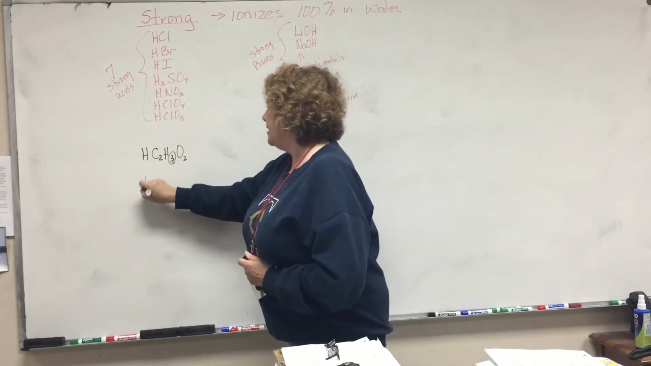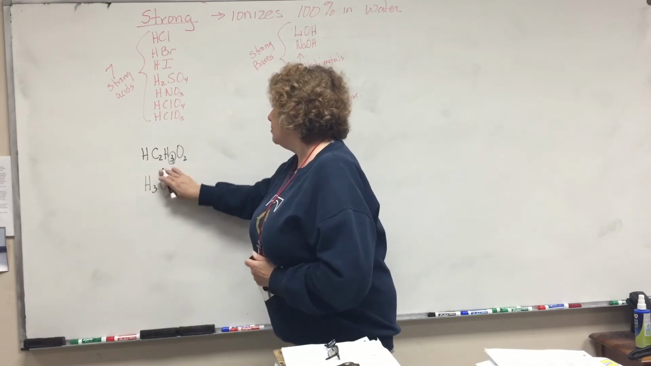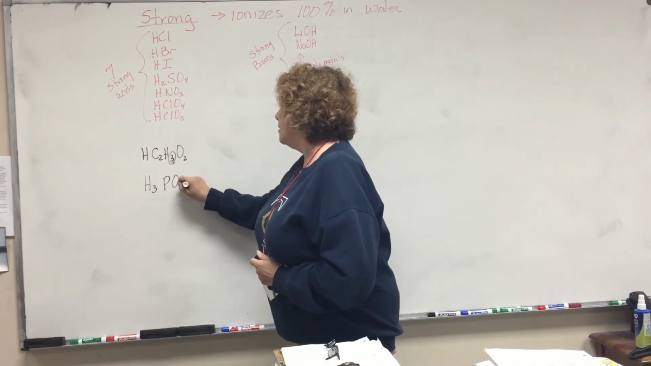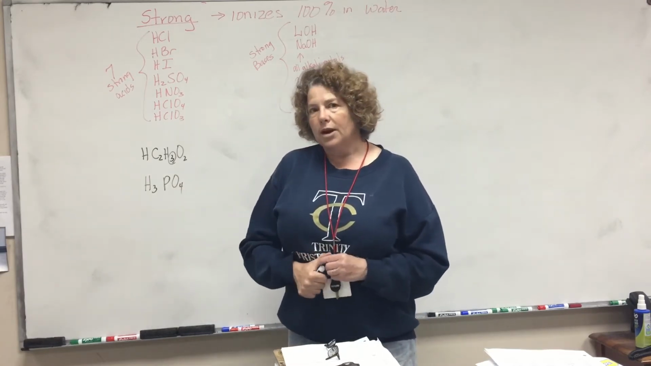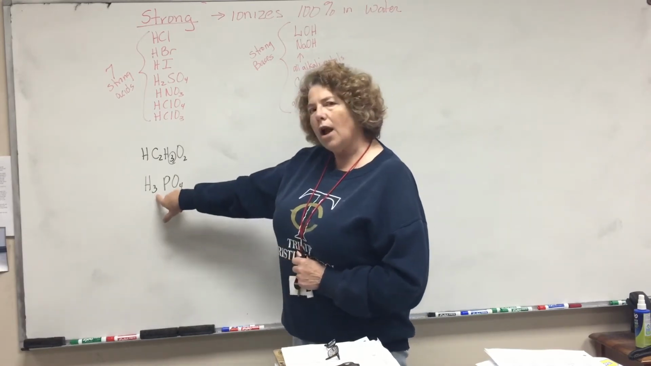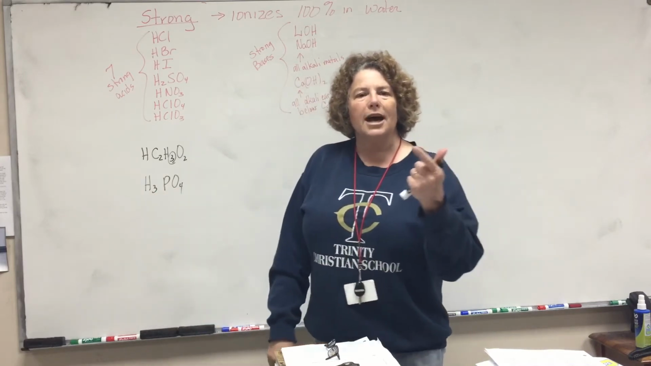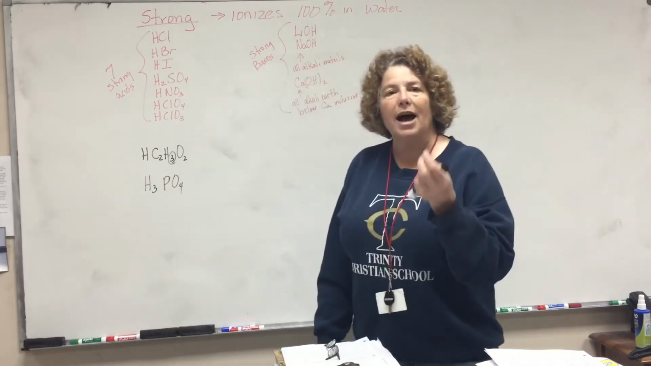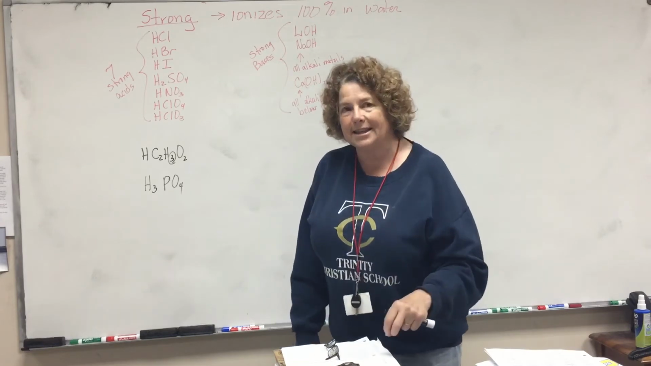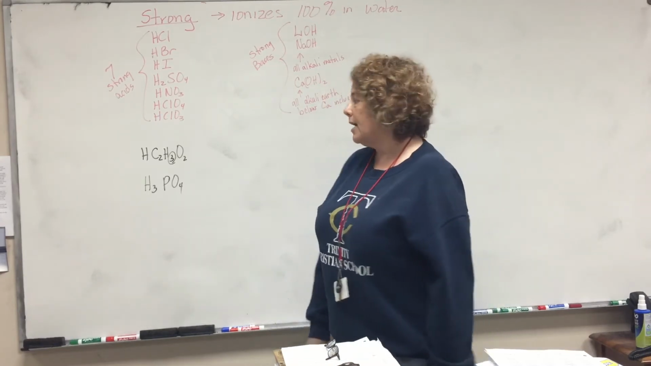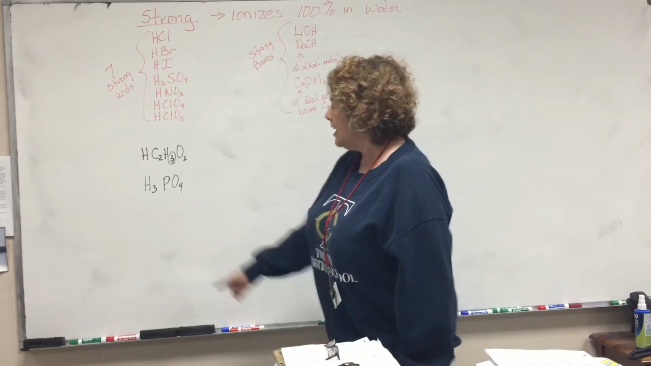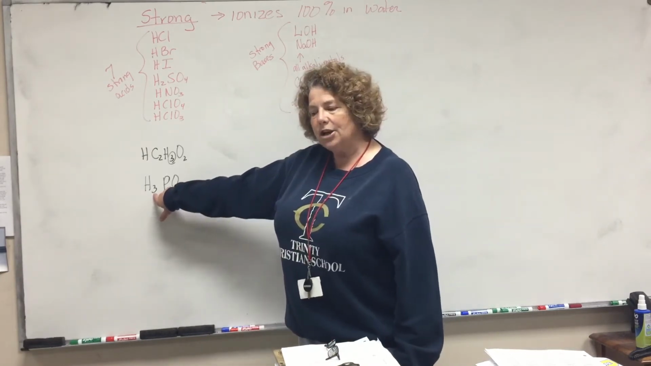There's an acid, H3PO4, which is phosphoric acid, and that is a triprotic. So notice, mono, di, tri tells the number of hydrogens that are in front of an acid. Anything more than two you can also call polyprotic. Okay, poly meaning many. So that's how many hydrogens it can donate.